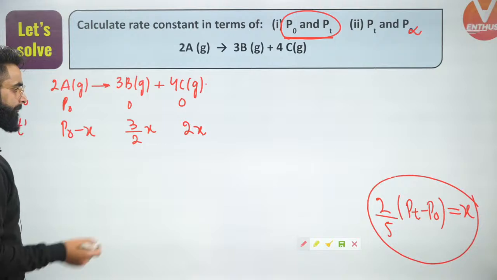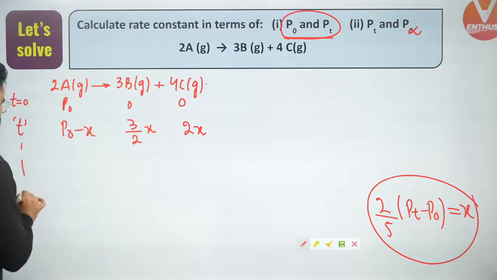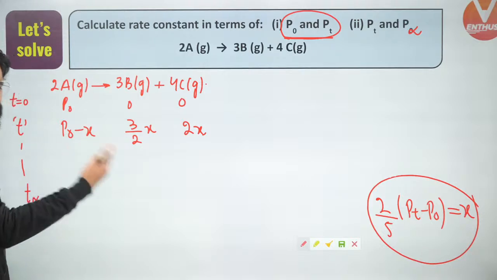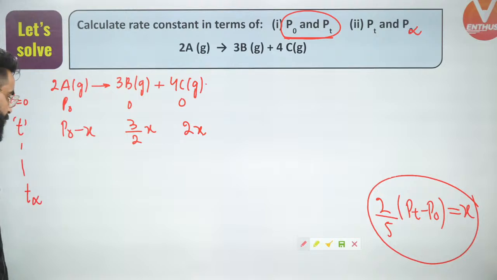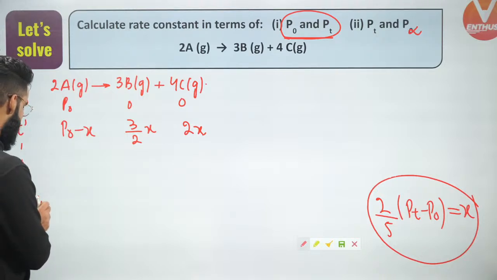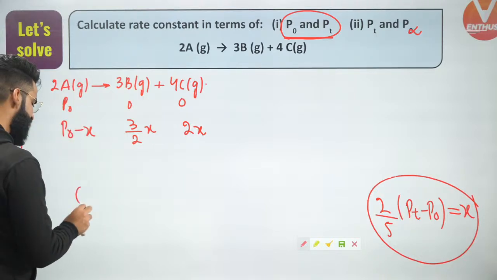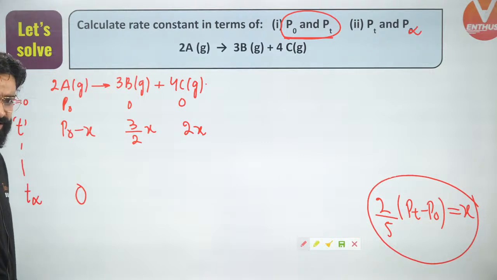Correct? Okay. Now we will see, have a look. Can I say at time t equal to infinity, when we assume the reaction is 100% completed, which never gets completed experimentally, right? So at time t infinite, there'll be no reactant left, so the pressure due to reactant will be 0, yeah?